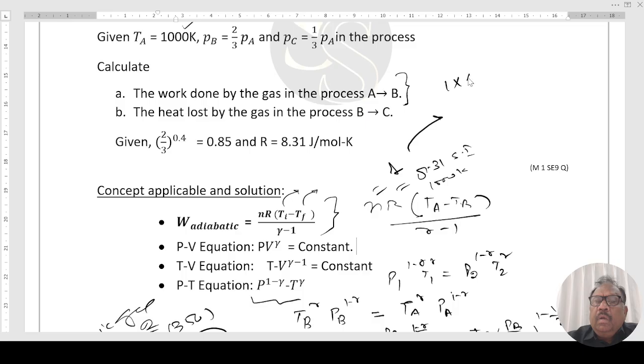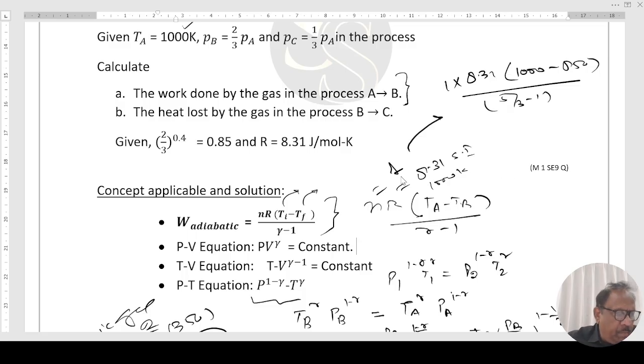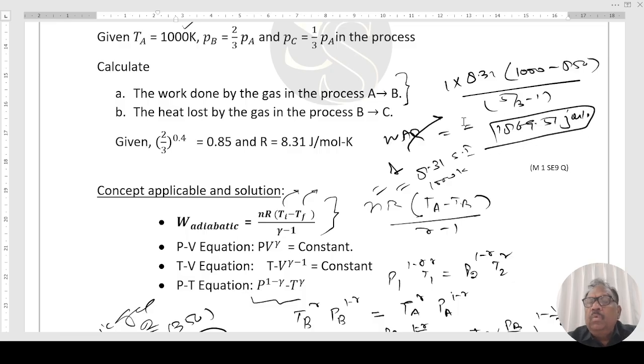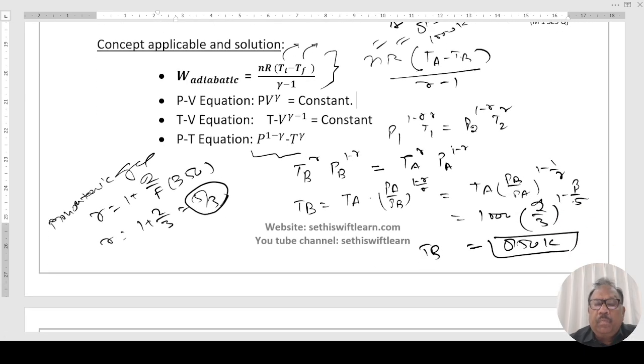Now, substituting the value here: 1 into 8.31 into (Ta 1000 minus 850) divided by 5 by 3 minus 1. On simplification, this will come out to be W_AB, 1869.51 joule. That is W_AB. Complete procedure has been prescribed. Now, second part.